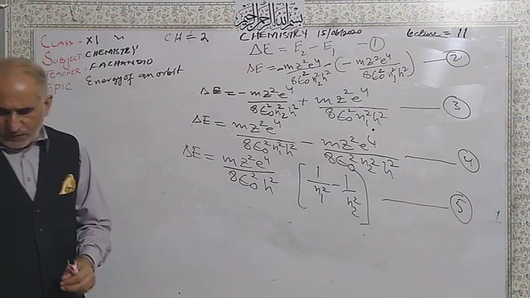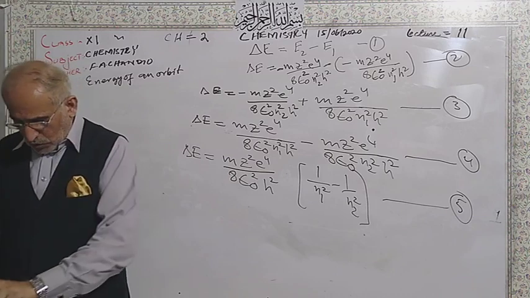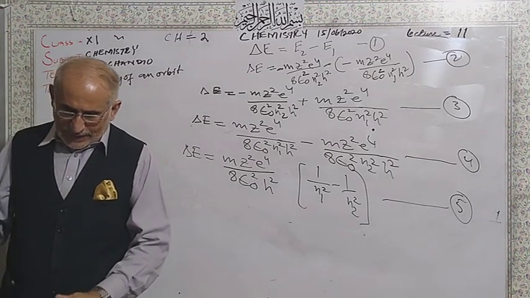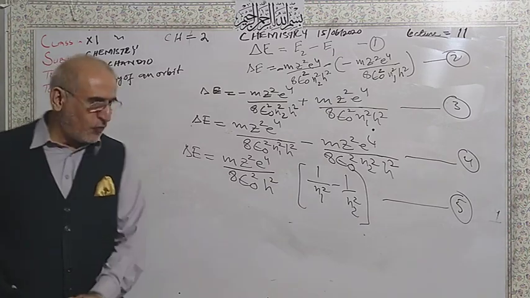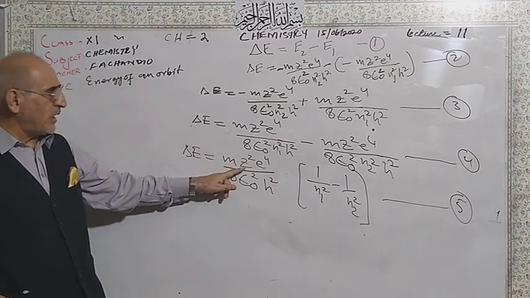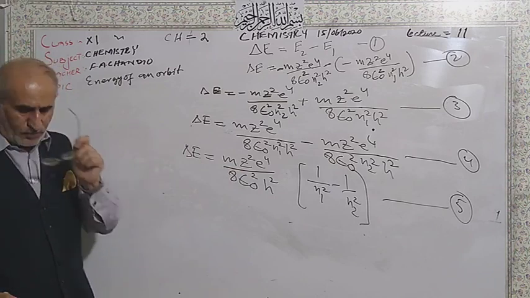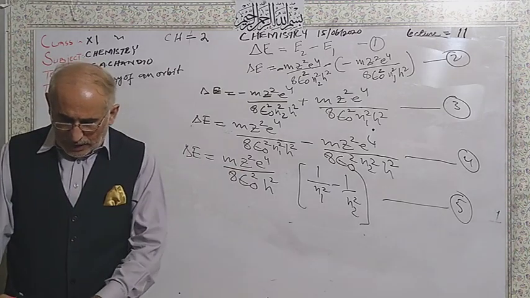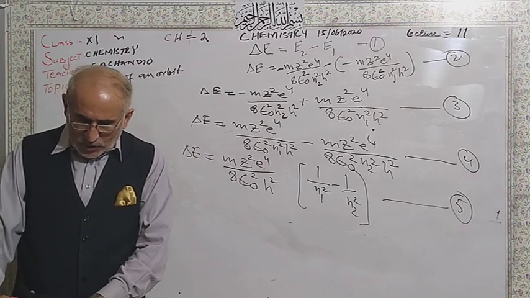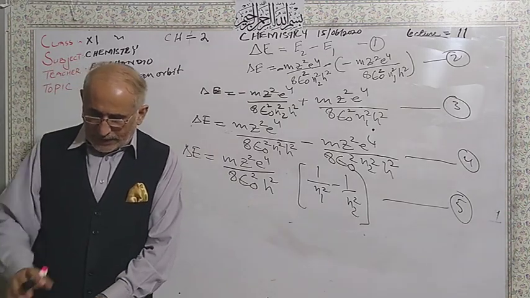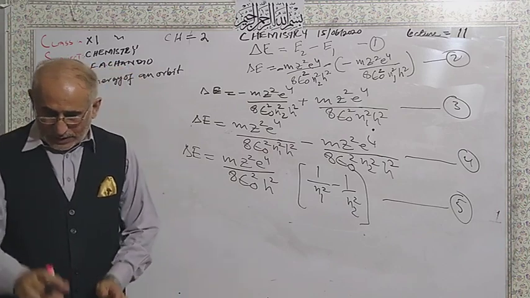This is the formula. If you see your book, they are written. Delta E is equal to m e^4 Z^2 over 8 epsilon naught squared h squared, where Z is equal to 1 for the hydrogen atom, times (1 over n1 squared minus 1 over n2 squared).